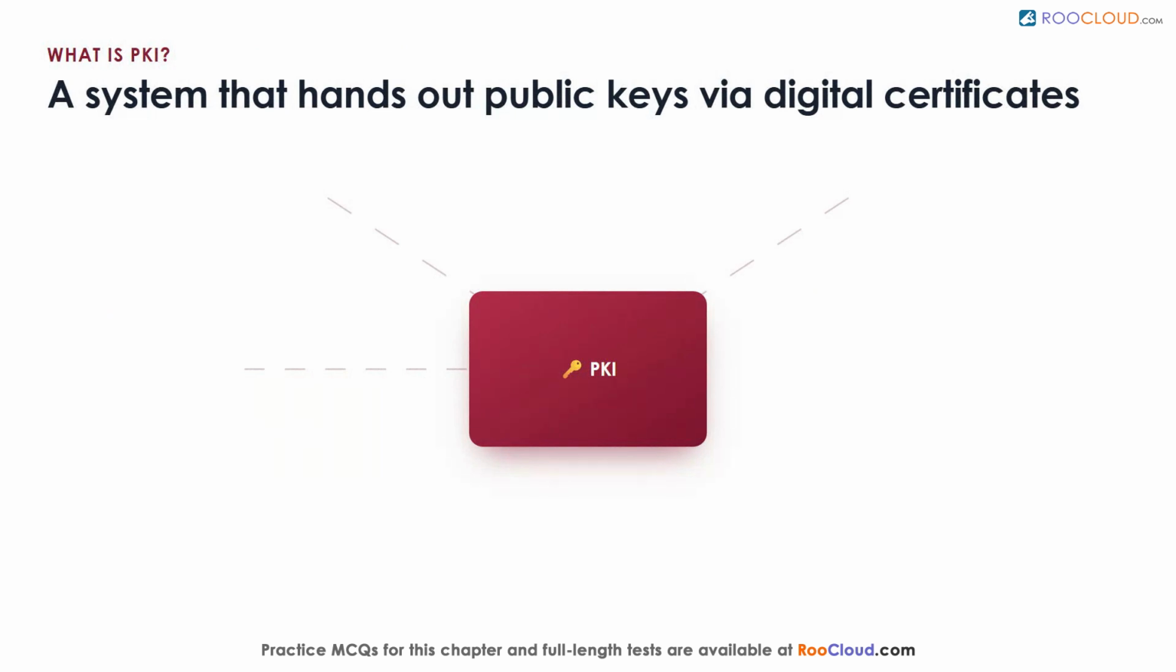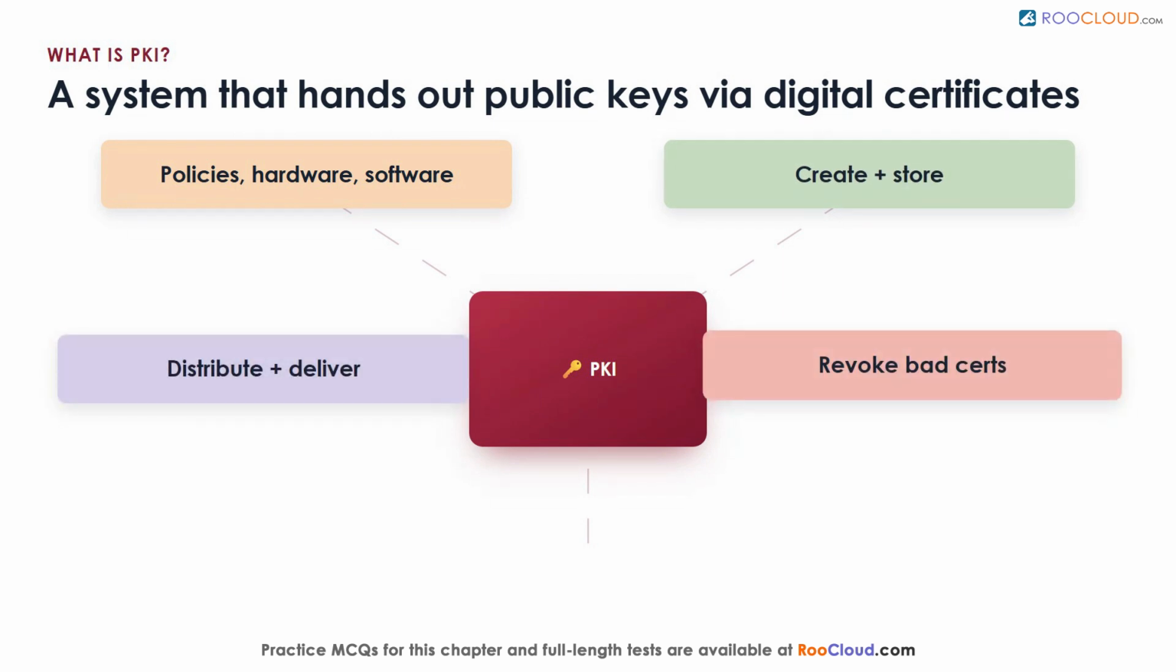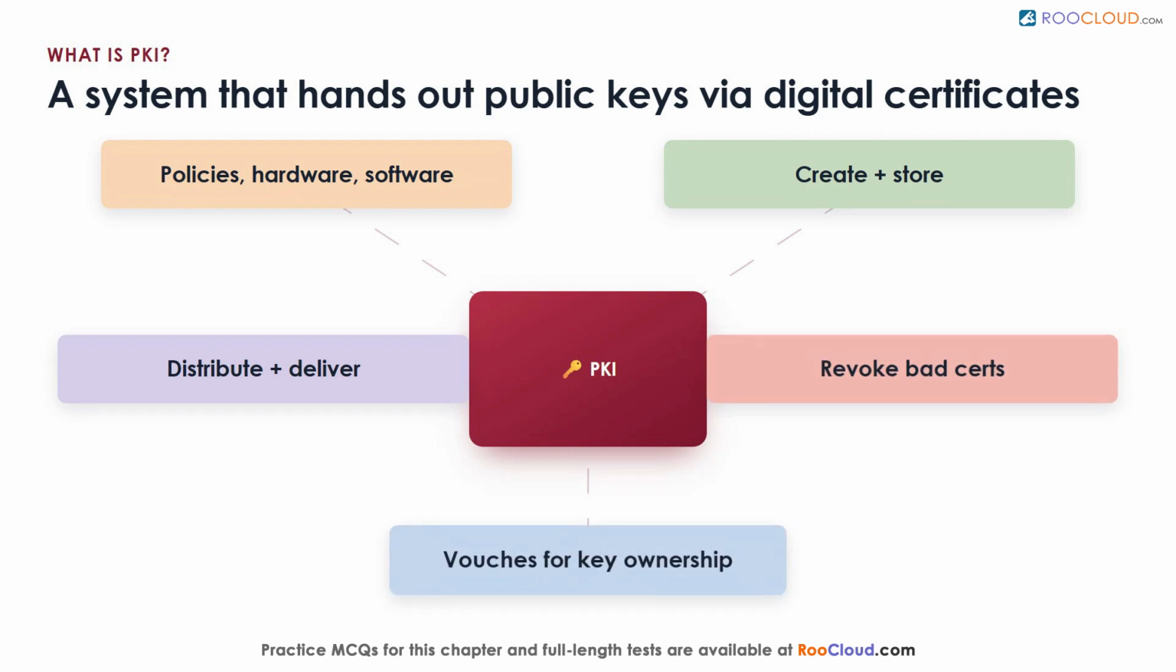So what is public key infrastructure? Call it PKI. It hands out public keys by wrapping them inside digital certificates. It's made of policies, hardware, software, and people. Together, they handle each certificate, from creation and storage to delivery and revocation. Think of it as the system that vouches for who owns which key. Let's meet the players.